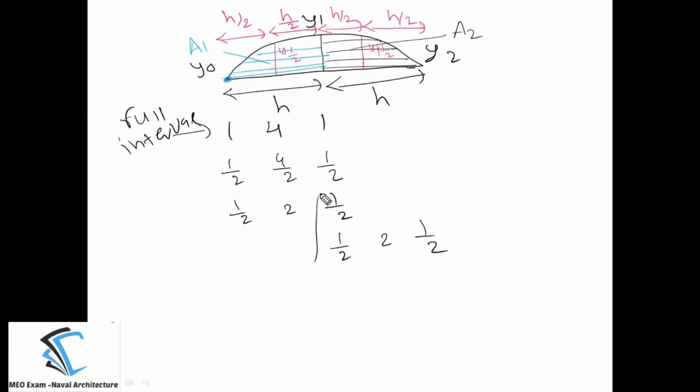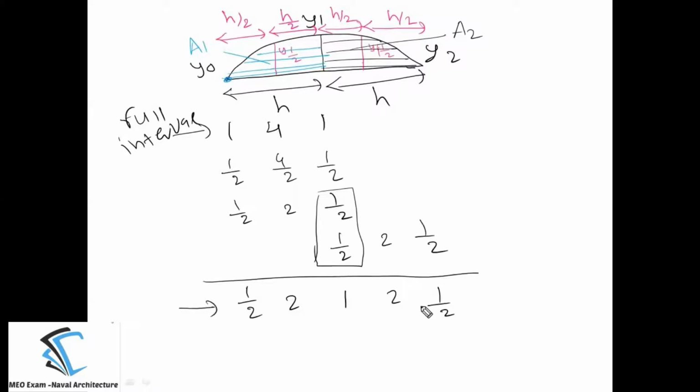So y1 is common between A1 and A2. So I am going to combine these two and add them. The final Simpson's multiplier will be like this: 1 by 2, 2, 1 by 2 plus 1 by 2, 2, 1 by 2, it will be 1 by 2, 2, 1, 2, 1 by 2. So this is the final Simpson's multiplier for the calculation of the area of this region by using the Simpson's first rule. I think all of you understood how to do the calculation of the Simpson's multiplier if you have the half interval. In this way you can do the calculation for the Simpson's rule.